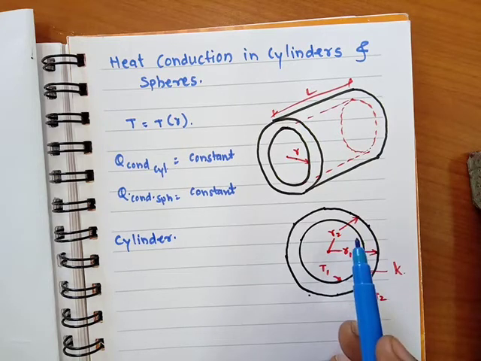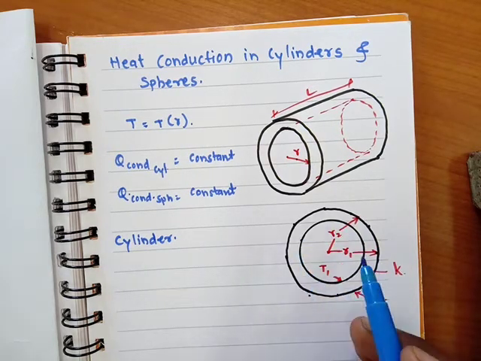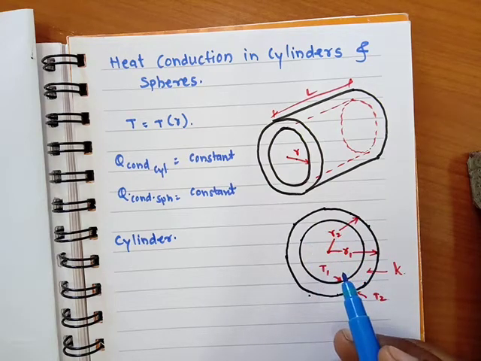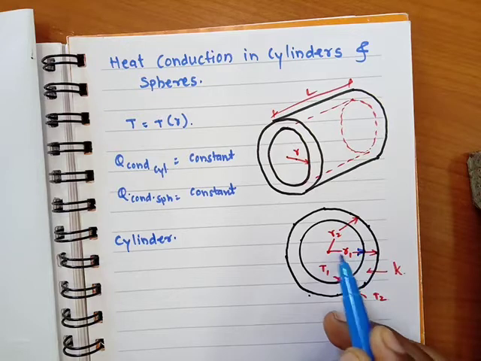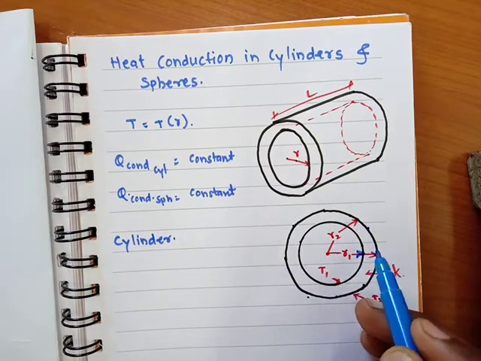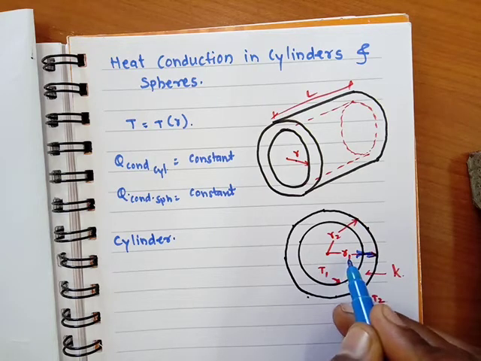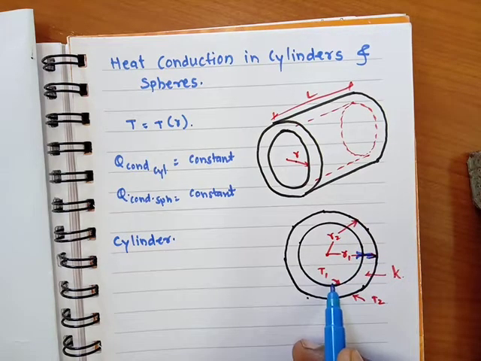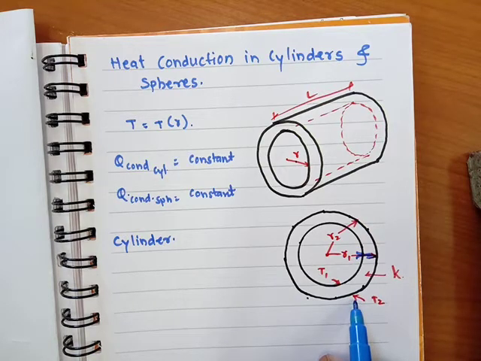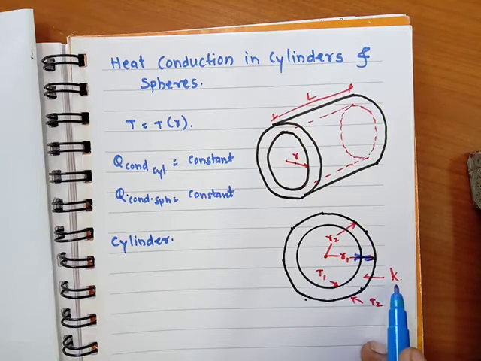We will consider a hollow cylinder, that means a pipe section. The internal radius is R1 and the outer radius is R2. So R1 is the internal radius and R2 is the outer radius. The temperature inside is T1 and outside of the cylinder is T2, and the thermal conductivity of the material used for this cylinder is denoted by K.